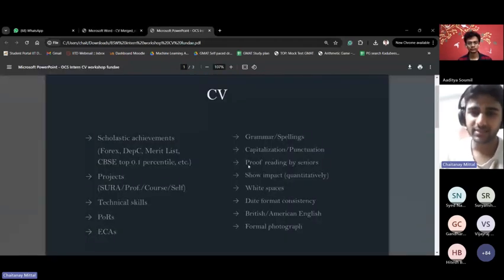Again, I'll emphasize this. Get your CV proofread by seniors. Show it to +1 seniors, +2 seniors. They'll guide you. They have gone through the same intern season. They have gone through the whole process of CV making and then sitting for the interview. So they have a fair idea of how to go about these things.